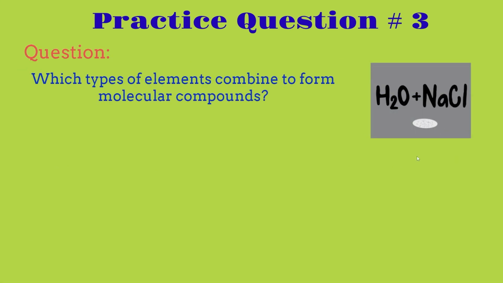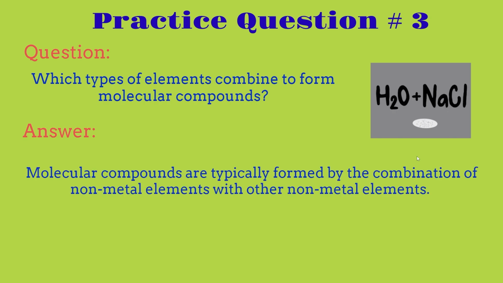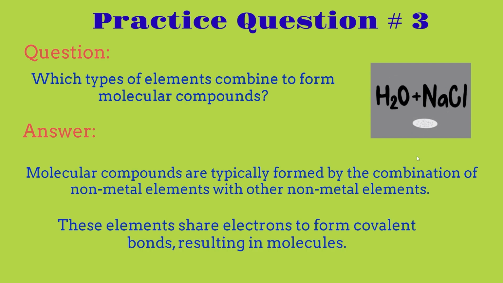Now for practice question number 3, which type of elements combine to form molecular compounds? If we talk about molecular compounds, that just means that there is a nonmetal combining with a nonmetal. So both of these are on the right side of the periodic table. For the answer, molecular compounds are typically formed by the combination of nonmetal elements with other nonmetal elements. These elements share electrons to form covalent bonds, resulting in molecules. We talked more about this in chapter 1, so if you want to learn more about it, you can check that video out.